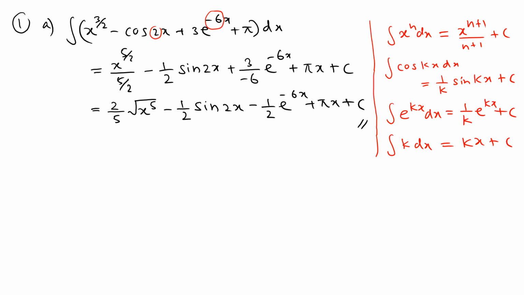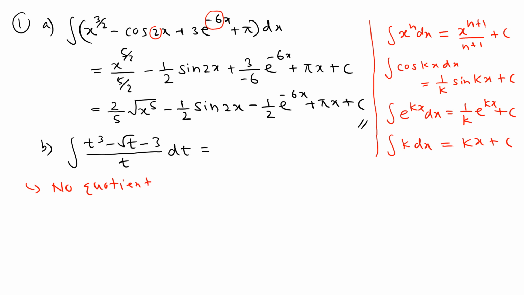So let's look at the second part. So the second part is we have t cubed minus square root t minus 3 over t dt, but we know that there are no quotient or product rules when you do integrals. So no quotient or product rules in integral calculus.